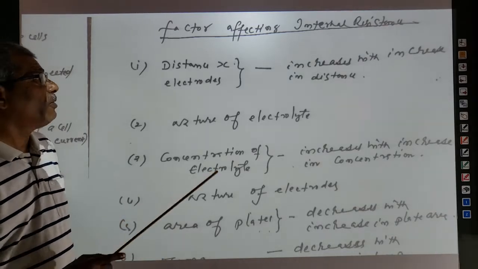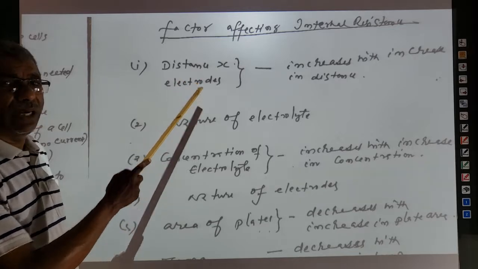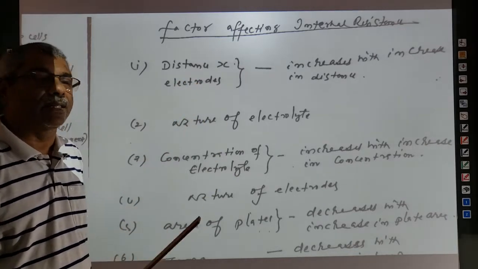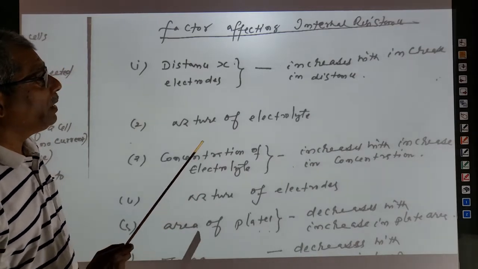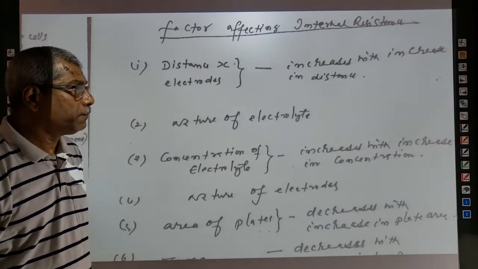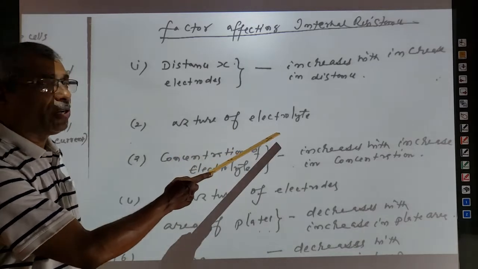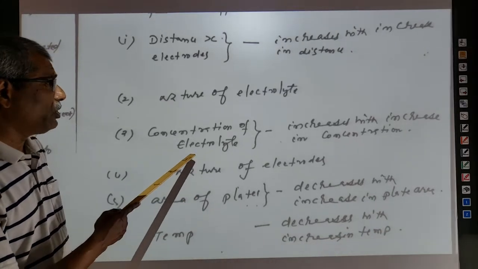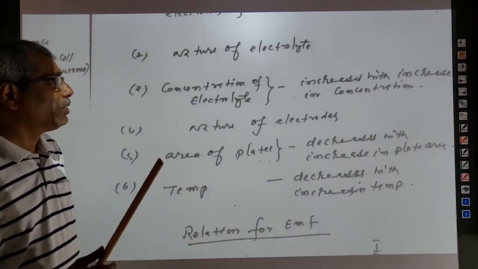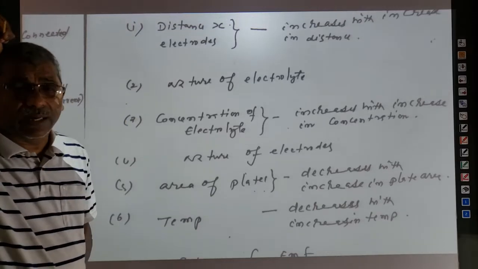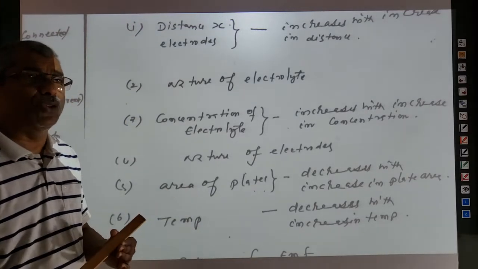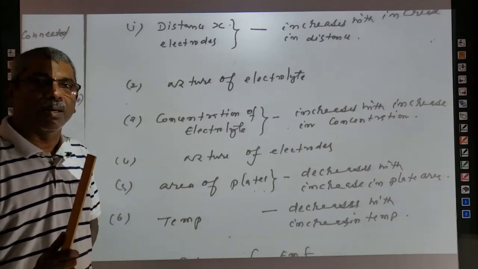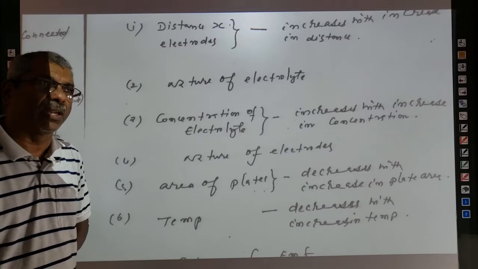Factors affecting internal resistance of a cell. The first point is the distance between the electrodes. When the distance between the two electrodes increases, then internal resistance also increases. Nature of the electrolyte also affects the internal resistance of a cell. The next is concentration of the electrolyte. Concentration of electrolyte means first of all the cell makers make the solution of a particular fixed value of specific gravity. That is the concentration. Concentration is very necessary.